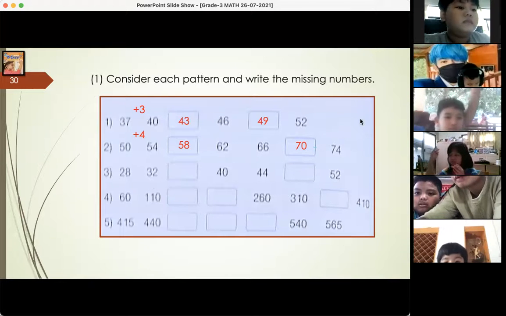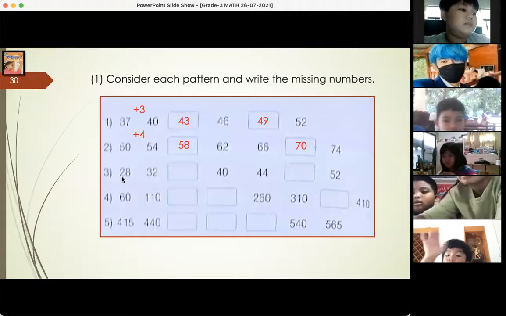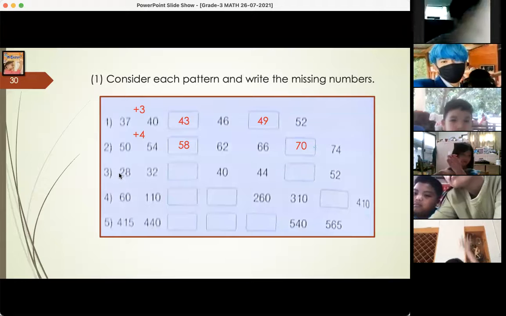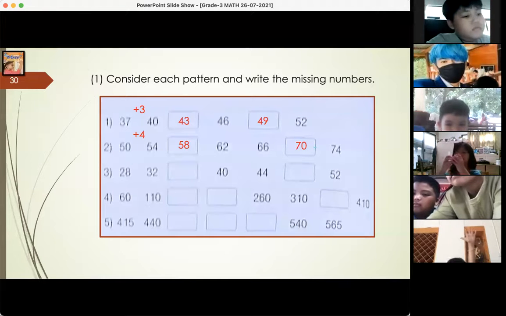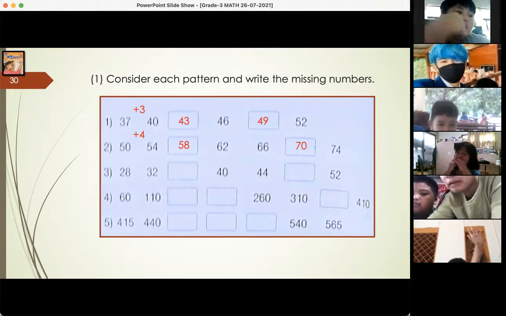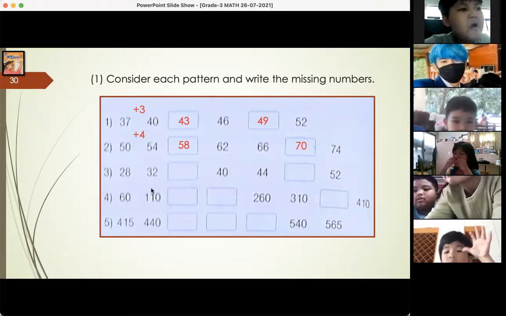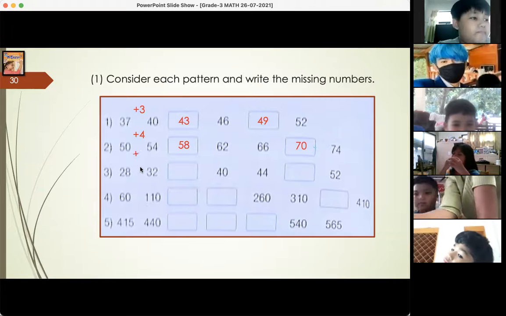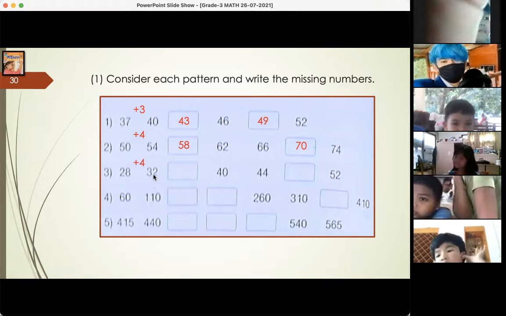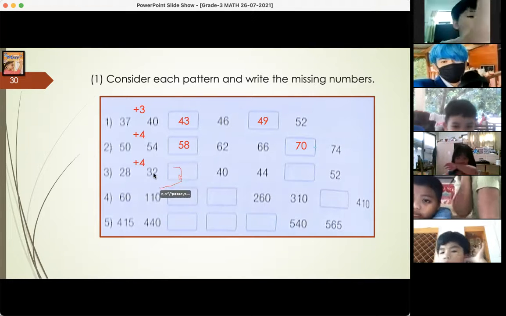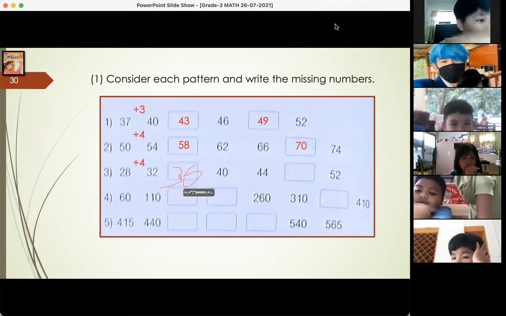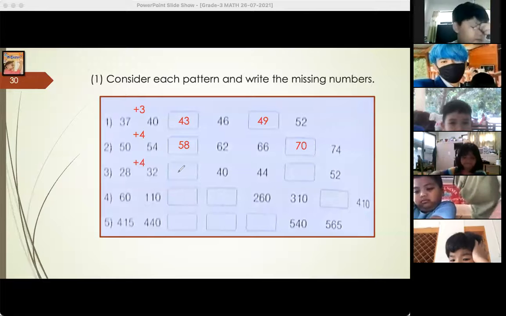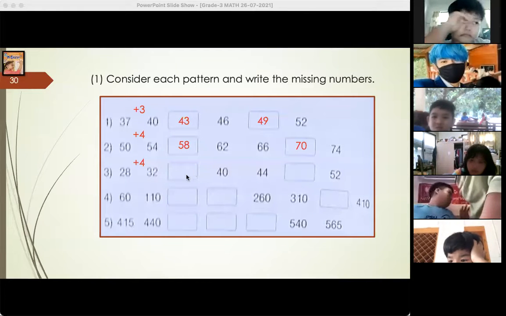Who wants to try? Pass. What is the relationship of pattern number 3? This one. Counting up by 4 again, correct? Yes or no? Yes. This is counting up by 4. So 28, add another 4, we can have 32. And then 32, add another 4. What is the number? 36, correct? Yes, 36. So we can have 36 on the first gap.